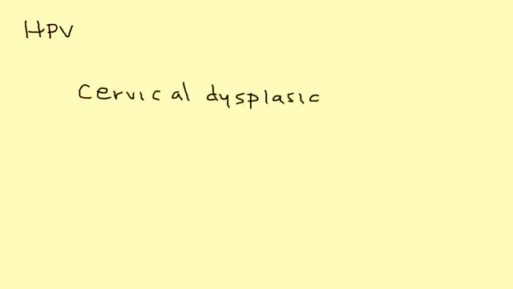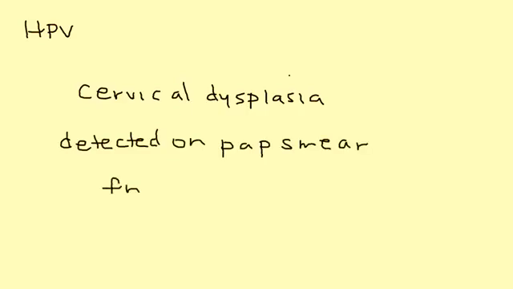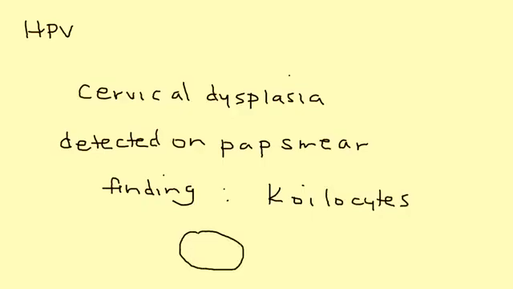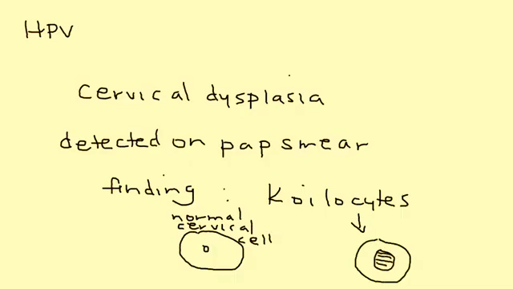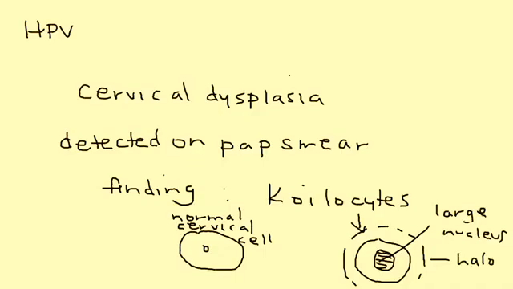And cervical dysplasia can be detected on a pap smear, and the characteristic finding that is very important to know is you will see these cells known as koilocytes. Just to illustrate, here's a normal cervical cell, and a koilocyte will look something like this. It will have a very large nucleus, and it will be surrounded by this halo. And that is essentially a sign of cervical dysplasia caused by HPV.